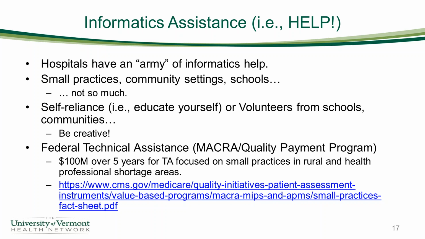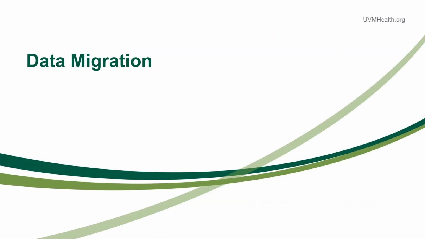So if you can't find a volunteer, and you don't have an army of informatics help through a system that you're affiliated with, reach out and see what you can get through this technical assistance program. They also offered technical assistance for the Meaningful Use program. That has actually wound down, so I was really happy when they gave that $100 million to continue technical assistance under MACRA. So there are options for you, even if you don't have a big IT system to help staff you on the back end. All right, let's go to the next page.